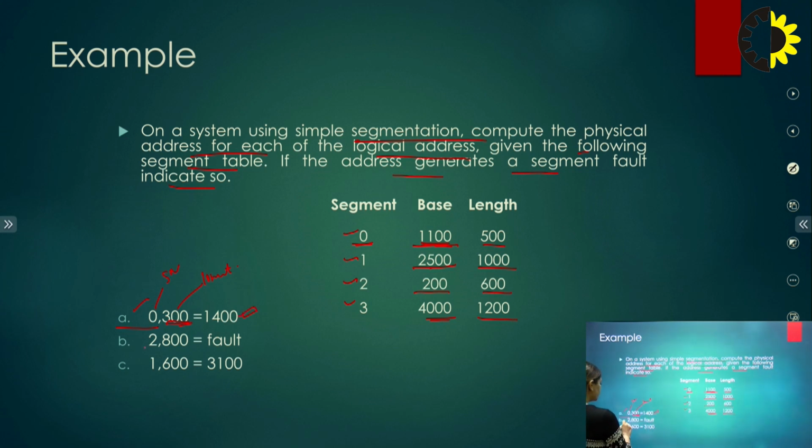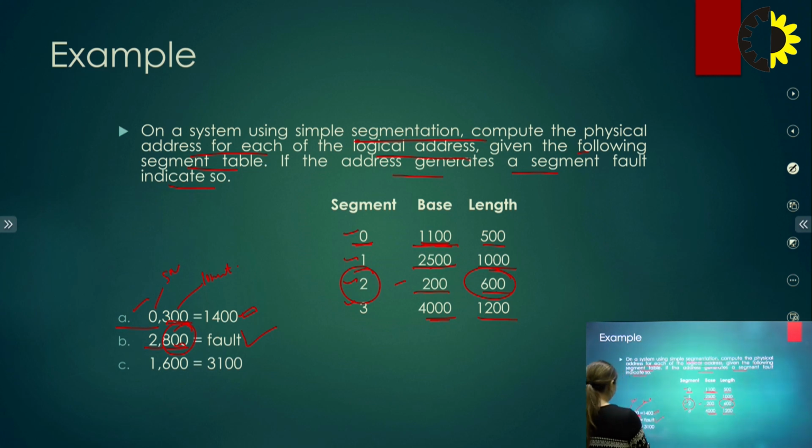Now the second one, this one. 800 is the offset that has to be accessed in that segment. But the limit is only 600 here. The offset is 800 and the limit is 600, so it is larger. This cannot fit here, so it is a fault, meaning it will generate an error.